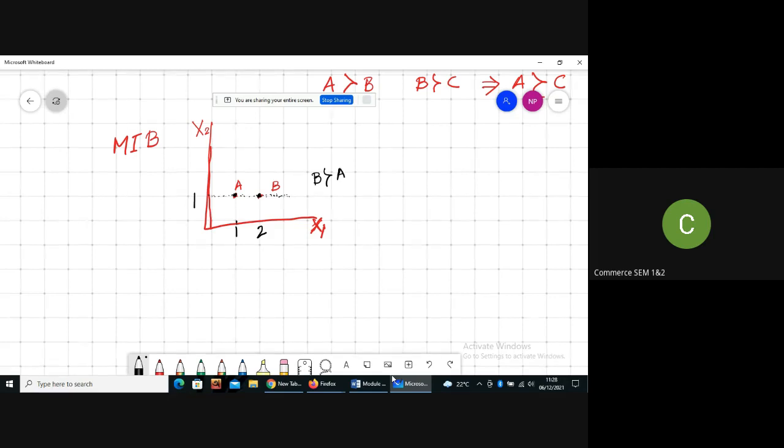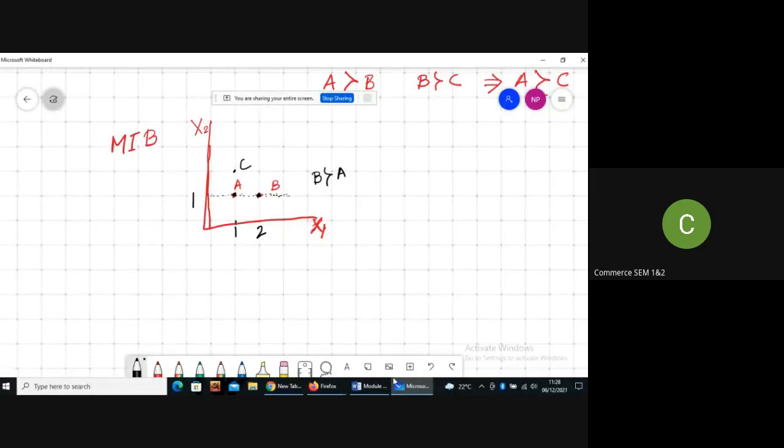Clear? Yes, sir. Similarly, what about point C? If you compare point A and point C, sir, C, sir. So point C contains more of X2 than point A. So C will be preferred to A.